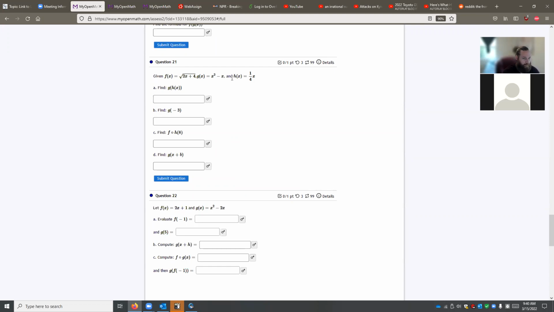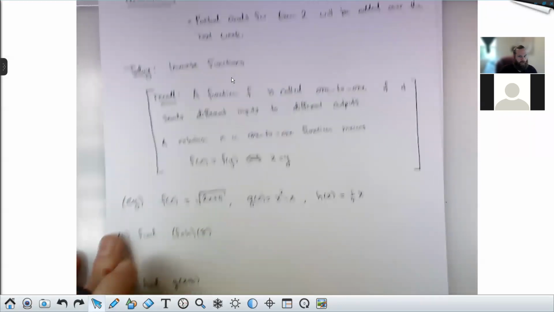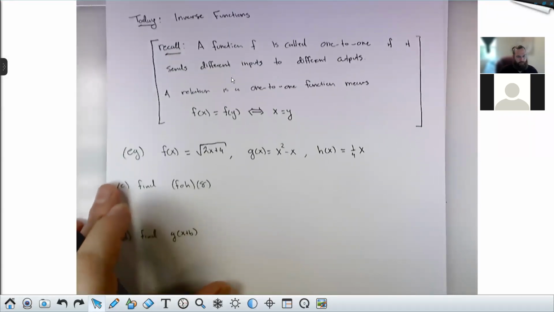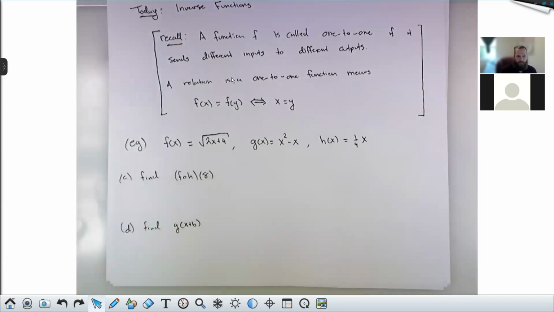And part D, we want to find g of x plus b. So getting nice and comfy with the function notation and the symbols that represent the new operations, the composite or composition operator, the circle here, both very important for what we're going to be talking about today.